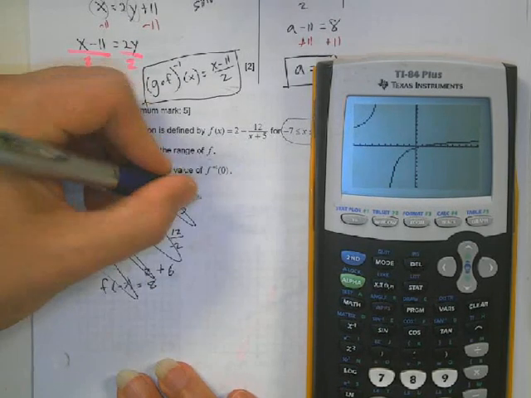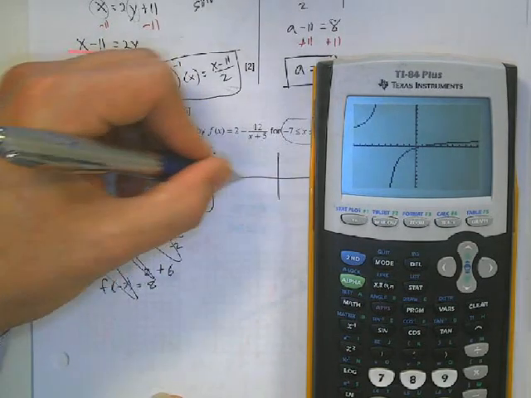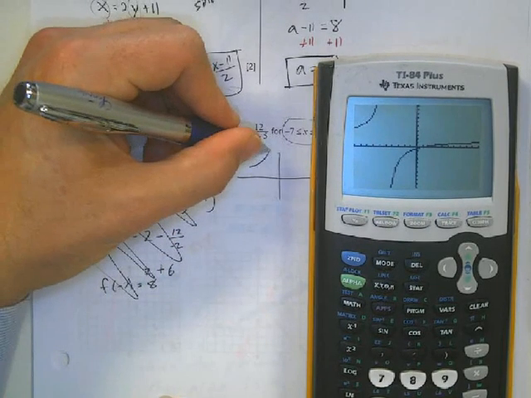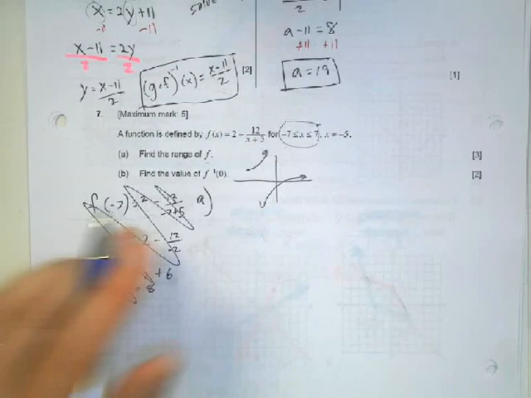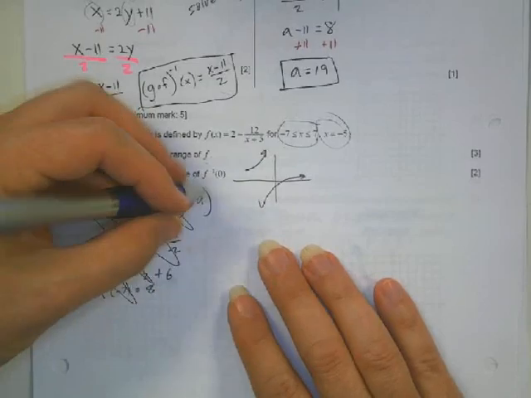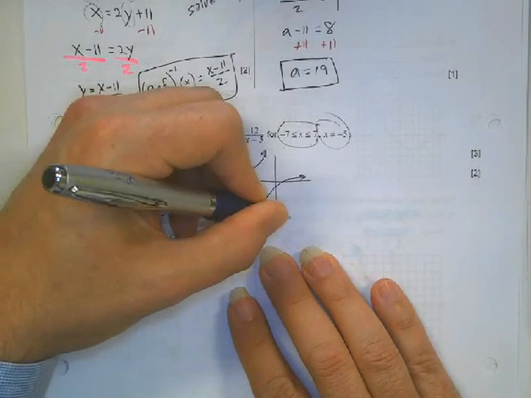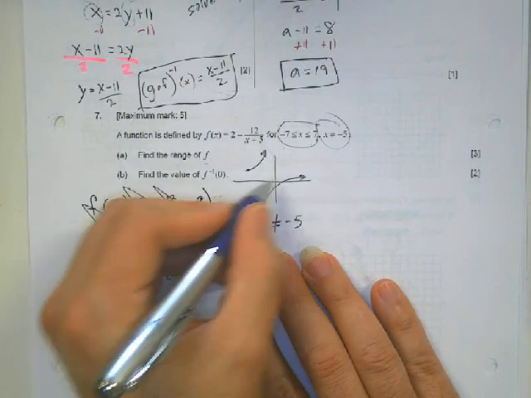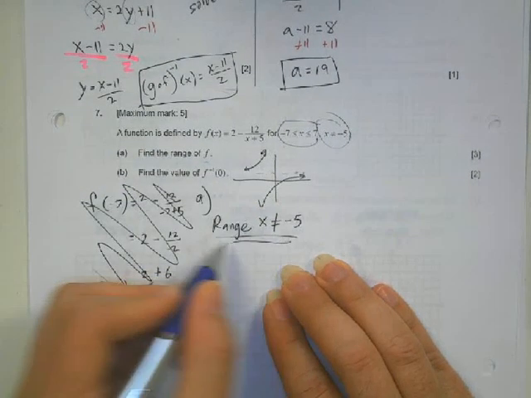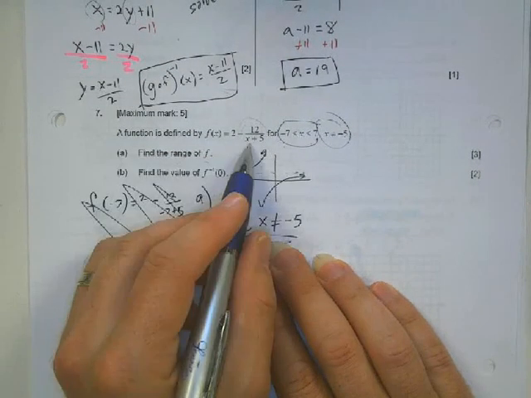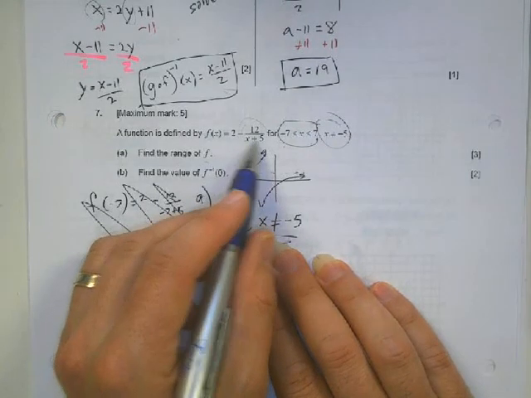For A, my range, let's just draw a picture of the graph here just so you can see what's happening. So for my range, x is not equal to -5. What does that mean? When we look at this formula, we know that x can't be -5 because -5 plus 5 would give me a 0 in the denominator.